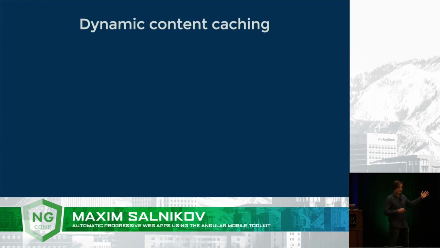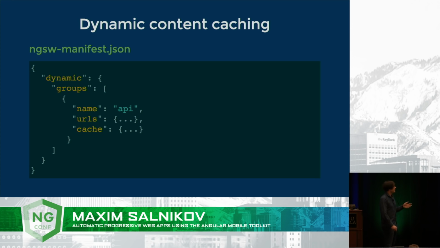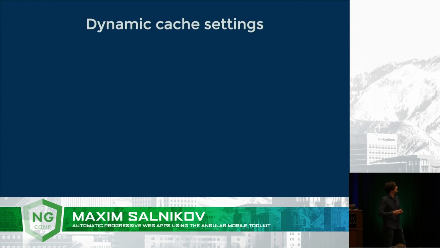OK, there is one more plugin called dynamic. We configure it in a similar way, in the dynamic field, and we define groups. We give a name to the group and some extra settings, like a set of URLs, which will follow some caching strategy described in the cache field. Let's have a look in a bit more detail.